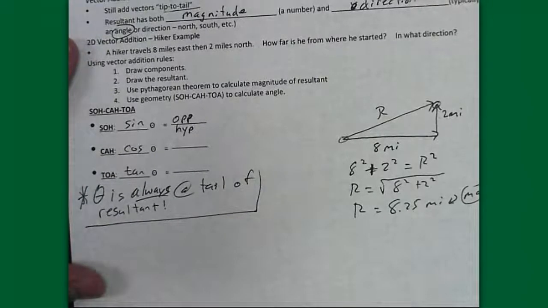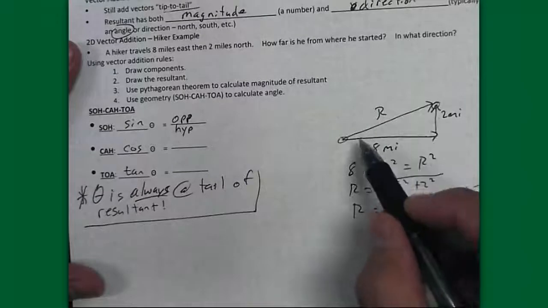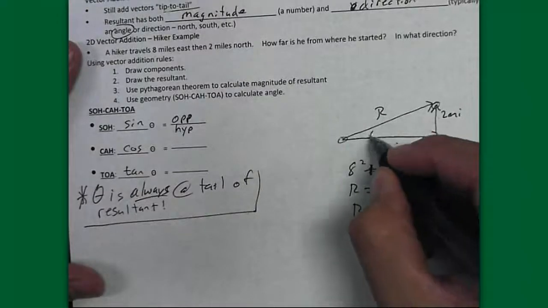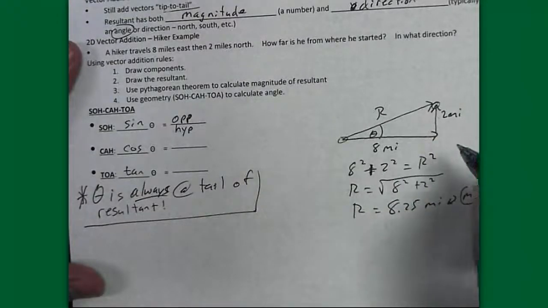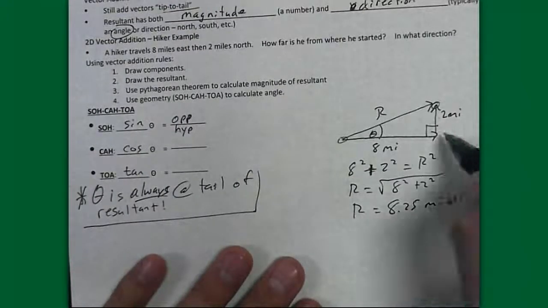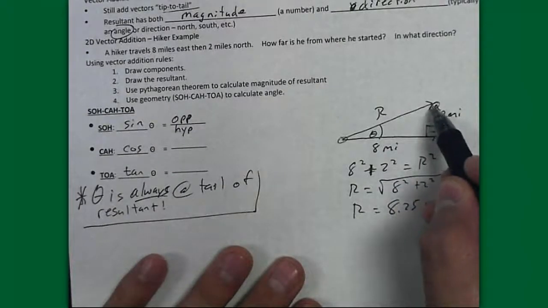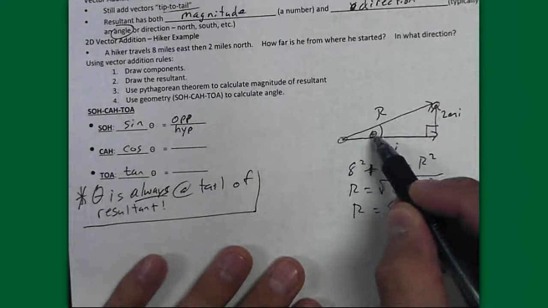Always. So if we look at our resultant here, that's why it's so important to draw the resultant in the right direction, because now I know that the tail is down here, which means my theta is here. I really only have two angles to choose from because I already know this one. I already know that's my right angle. So I'm going to choose from this one or this one. Since this is the head of the resultant, I want the other one at the tail.